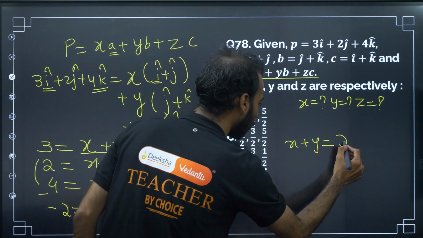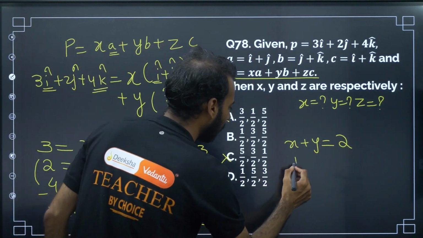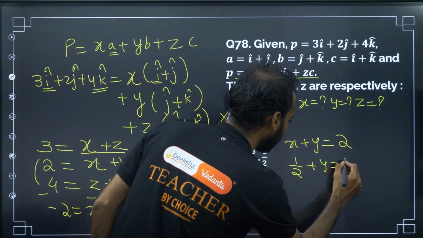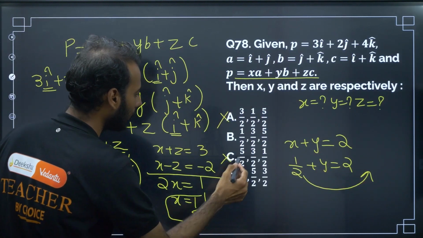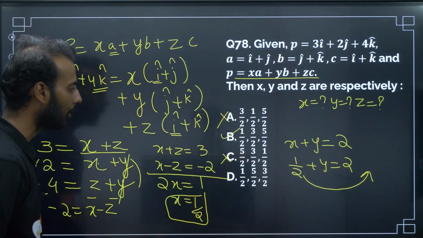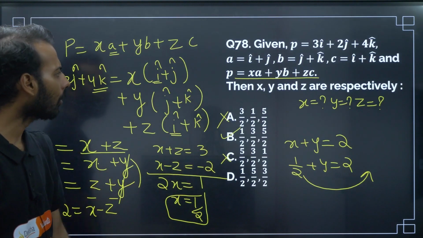x plus y is equal to 2. So x is equal to 1 by 2. Let me write 1 by 2 here. y is equal to 2 transpose 1 by 2 to that side, so y is equal to 3 by 2. A is 1 by 2, B is 3. So B option is the answer.